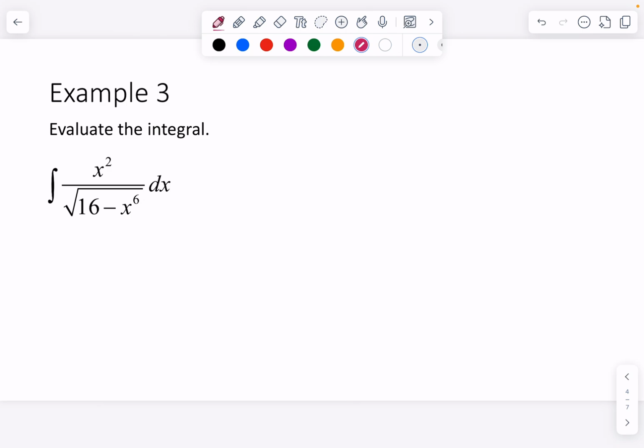Okay, this next one's, again, another fun one. I'm just going to leave my colors up there. I apologize. I don't know if I always like having that up there.